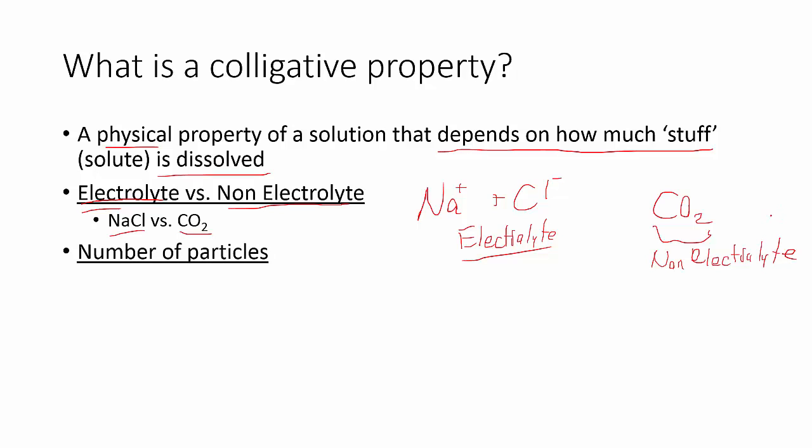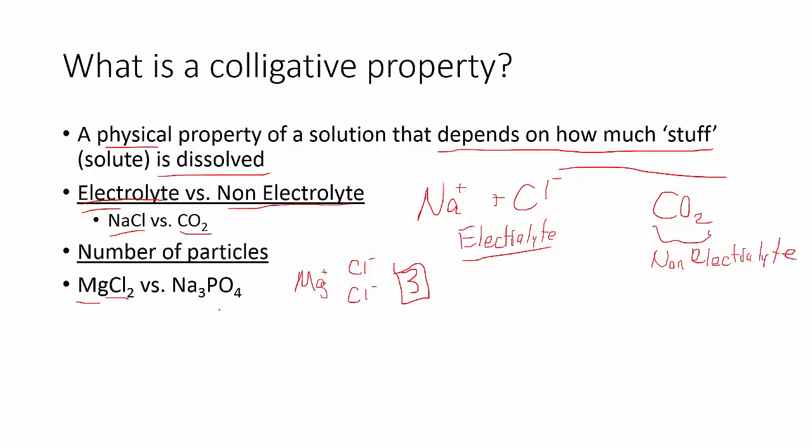So, number of particles. Let's take a look, because if colligative property depends on how much stuff there is, we've got to talk about, well, how much stuff does it break apart into? So for example, we've got MgCl2. Well, MgCl2 is going to break up into an Mg2+ and 2 Cl- ions. So we will get 3 particles from MgCl2.